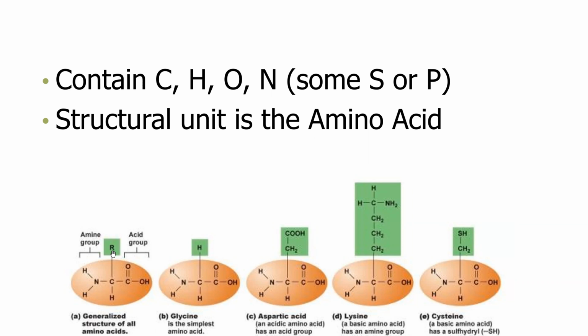You need to know the basic structure, so you need to know this structure right here: the central carbon, the amino group, NH2, the acid group, COOH, a single hydrogen, and then an R group. The only one I remember is glycine, because in the R group is a hydrogen. The rest of them I don't remember. So I don't expect you to remember anything except for this basic structure. Know there's 20 amino acids, and the difference between the amino acids is what the R group is.